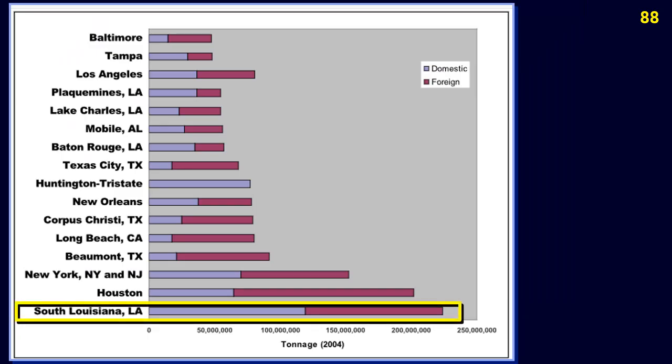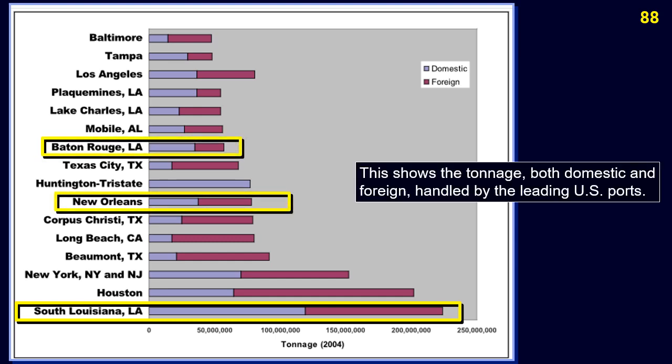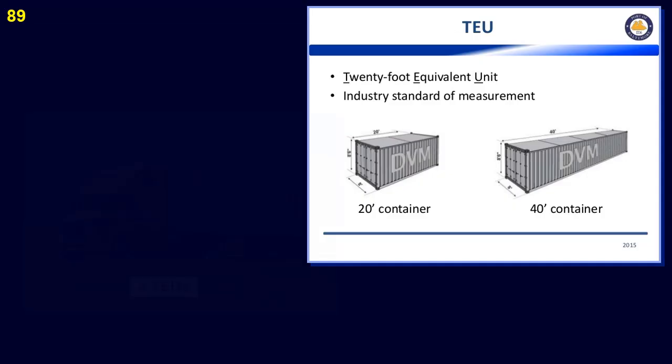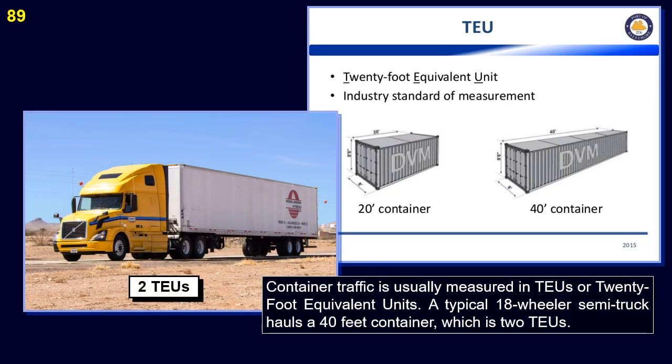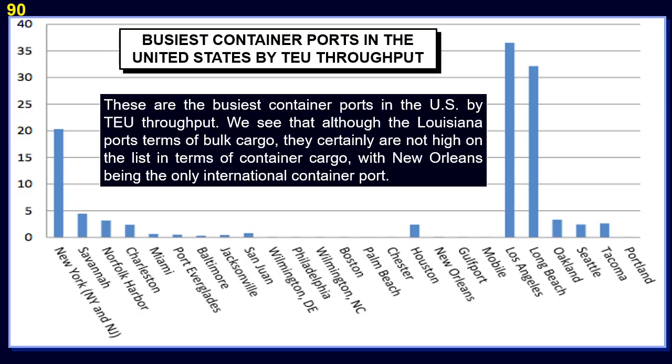This shows the tonnage, both domestic and foreign, handled by the leading U.S. ports. Container traffic is usually measured in TEUs, or 20-foot equivalent units. A typical 18-wheeler semi-truck hauls a 40-foot container, which is two TEUs. These are the busiest container ports in the U.S. by TEU throughput. We see that although the Louisiana ports lead in terms of bulk cargo, they certainly are not high on the list in terms of container cargo, with New Orleans being the only international container port.